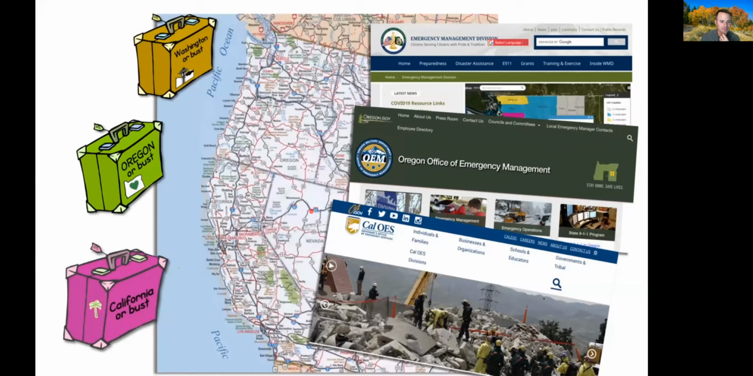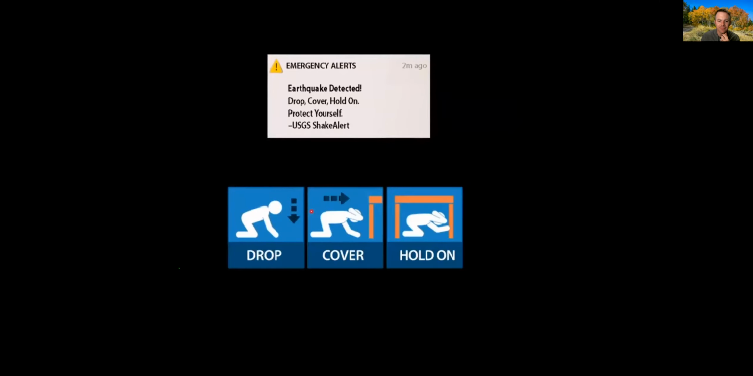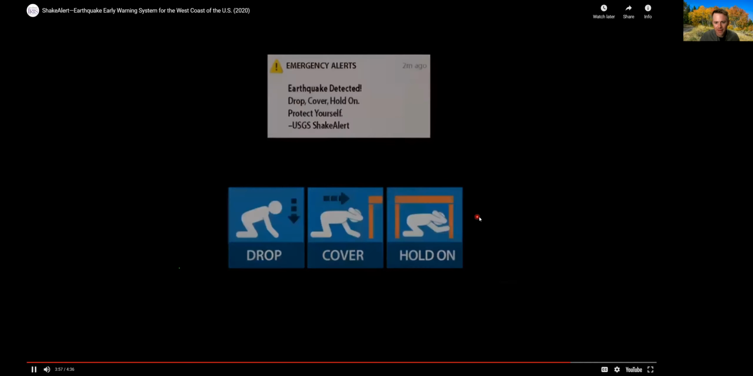Knowledge of your surroundings and practicing protective actions are critical components of preparedness for any disaster. Always remember, if you receive an earthquake alert or experience shaking, drop, cover, and hold on until all shaking stops.